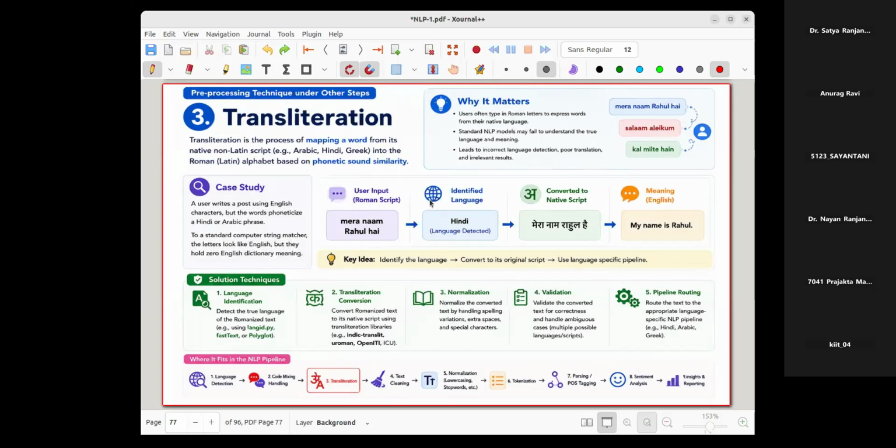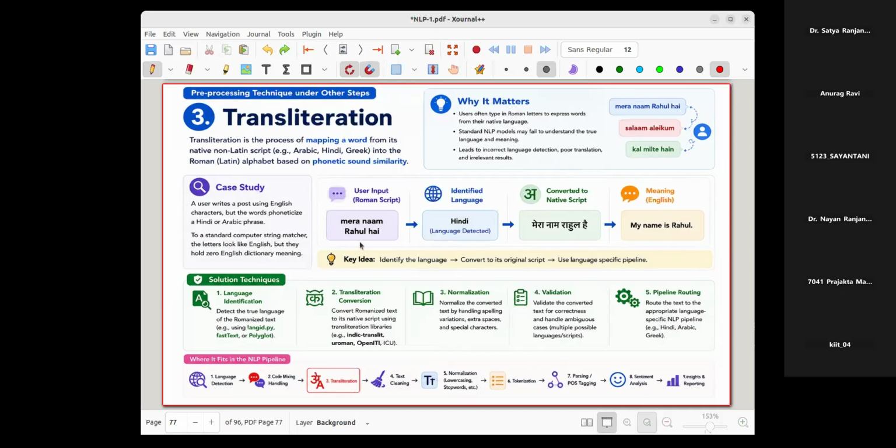Now you see here, let's say a user writes a post using English characters, but the word sounds are Hindi. Like you see, "Mera naam Rahul hai." So here we are writing Hindi, but the script is Roman. It is not Devanagari script or Hindi script. Now this is the input. If you got this kind of data, then what will be the problem?